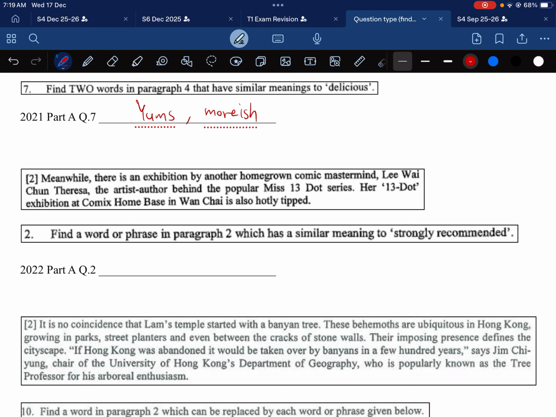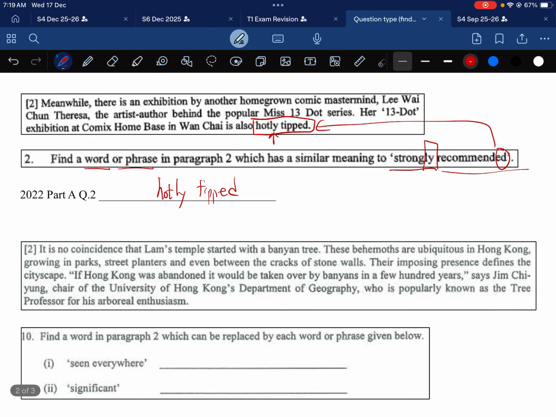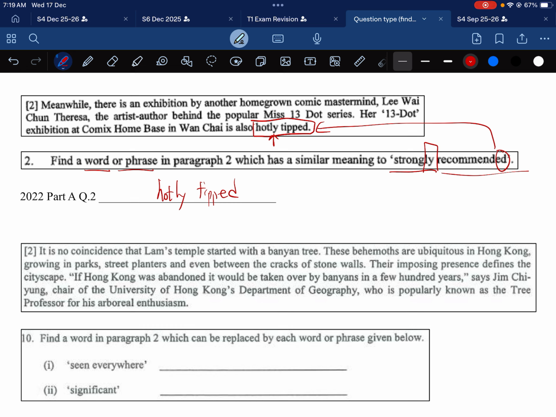Okay, so we find a word or a phrase. So this time we don't know, but we have strongly recommended. With strongly, ly, we're looking for something with ly as well. So one is with ly, and this one is in perhaps past tense or past participle, and they are strongly resembling. So the answer could be hotly tipped. Okay, how about we do the last question here for the end of our revision. Once again, I give you 10 more seconds.